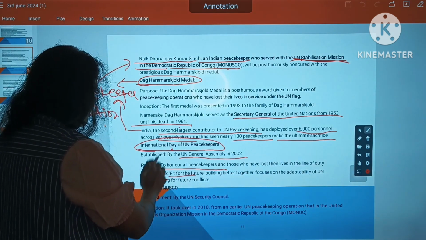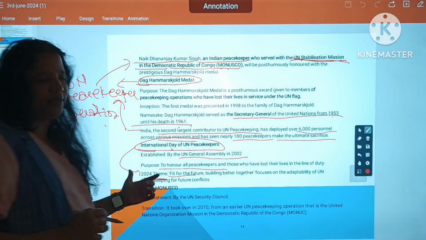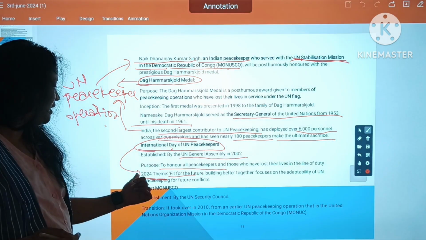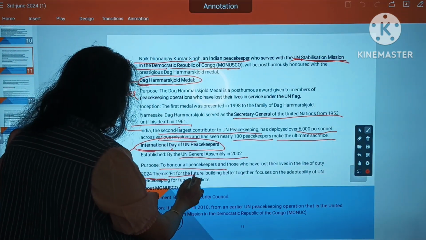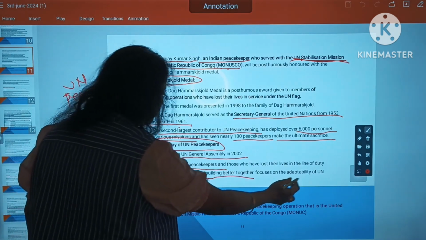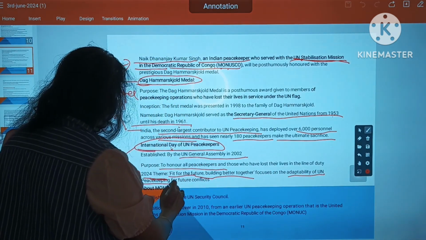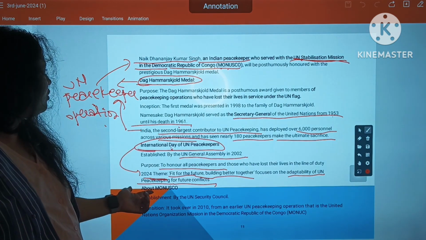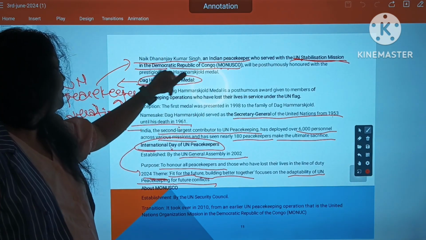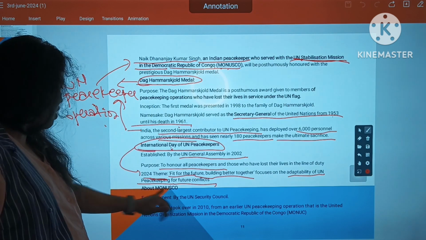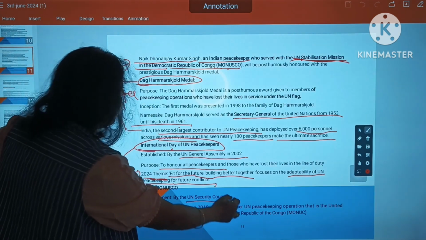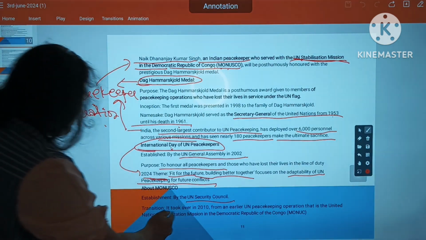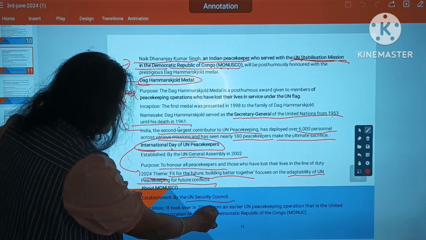Like Earth Day, this is also a day with a theme. The theme of the day is Fit for the Future, Building Better Together. It focuses on the adaptability of UN peacekeeping for future conflicts. So here you can learn about the UN Stabilization Mission in the Democratic Republic of Congo. It was established by the UN Security Council, and it took over in 2010.